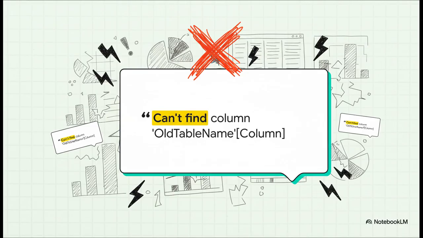So you take a deep breath, you make the change, you refresh your report, and yep, there it is. That dreaded error message, staring back at you again and again and again. Your beautiful, interactive dashboard is now a barren wasteland of broken visuals. So why? Why does this keep happening?